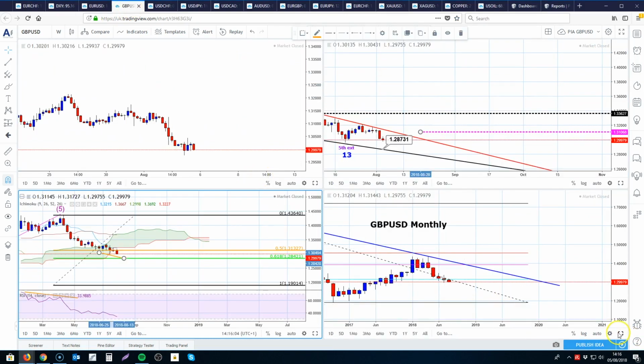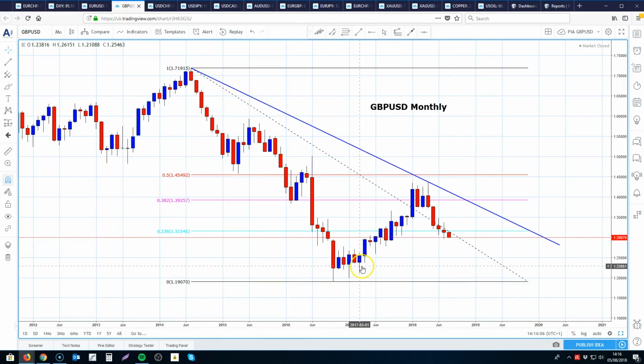Cable, monthly chart again. We're not going to look at all these monthly charts, they're not really telling us a lot. Two months of indecision, then we're starting to move again to the downside.